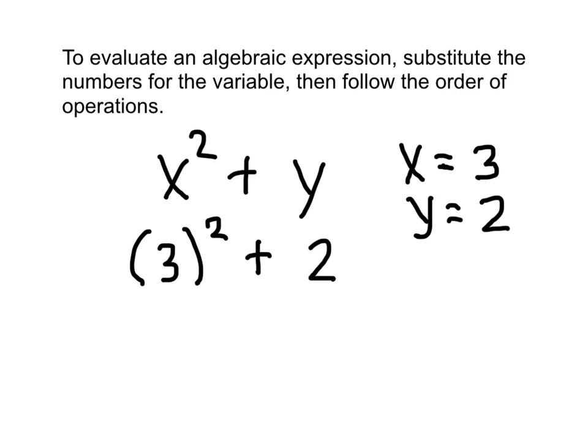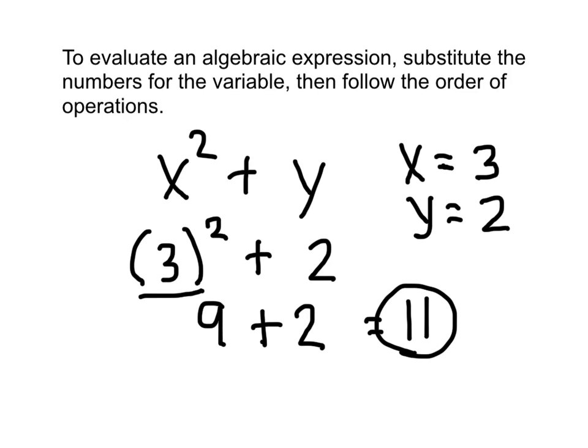And so for this one, of course, we would square 3 first. 3 squared would be 9. And then we would add, and we'd get the answer 11 for the value of this expression. Now, this expression could change if the variables changed. If x equaled 8 and y equaled 10, then this expression would have a completely different answer.